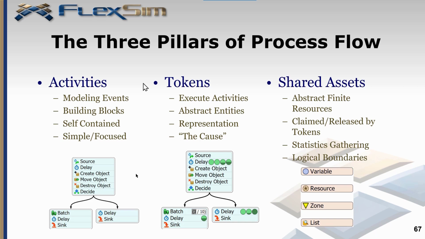Activities are dragged from the library into a process flow window and linked together with connectors. As a token enters an activity, it performs the logic associated with that type of activity. Activities can include assigning labels, moving flow items, delaying a token, etc.